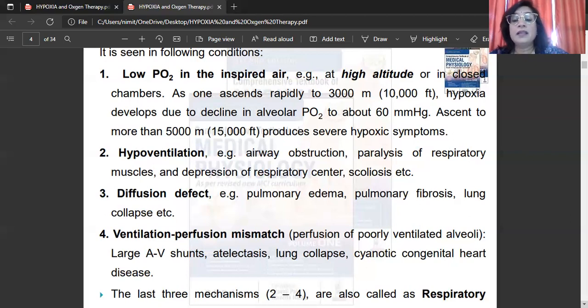So heart diseases can also cause hypoxia. Cyanotic congenital heart disease, so cyanosis is happening, okay? Cyanotic congenital heart disease will also lead to hypoxia. So what are the ventilation perfusion mismatch conditions? Large effusions, atelectasis, lung collapse, and cyanotic congenital heart disease.